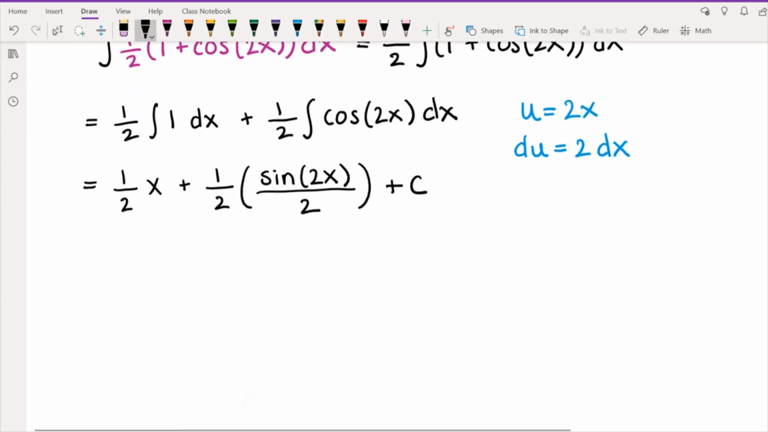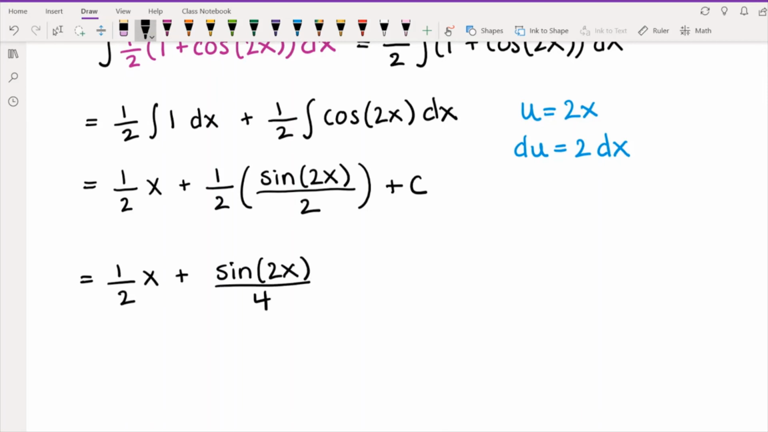So from here, we can simplify things a little bit. So we have 1/2 times x plus sine of 2x over 4. And maybe let's just make a common denominator because why not? So this would be 2x plus sine of 2x over 4 plus c.